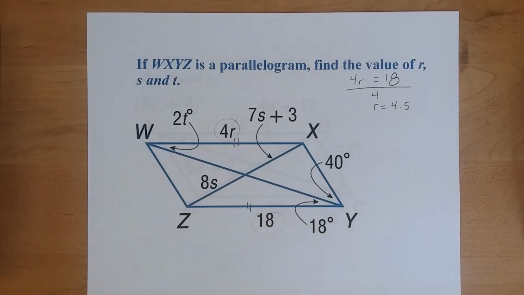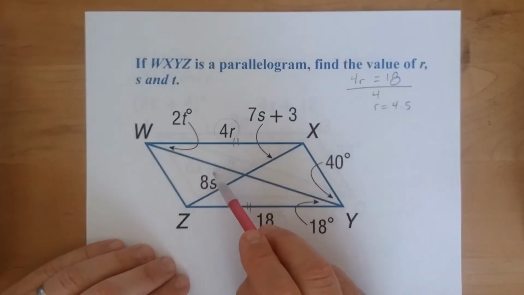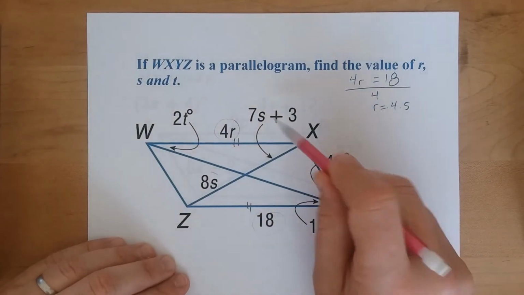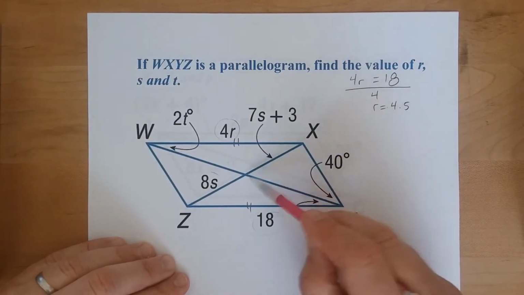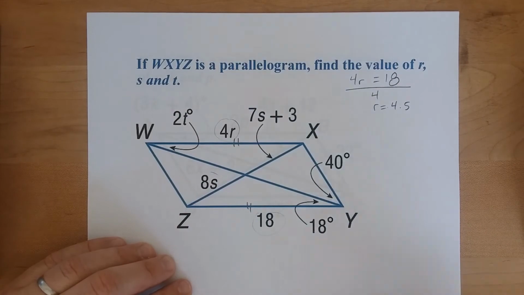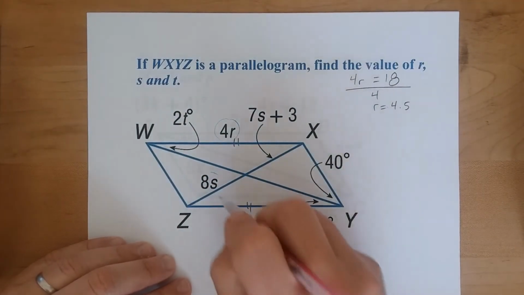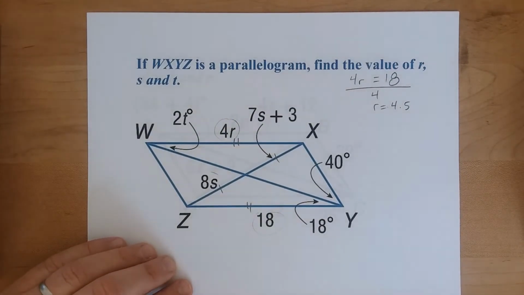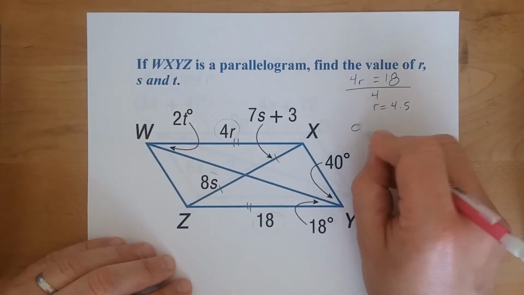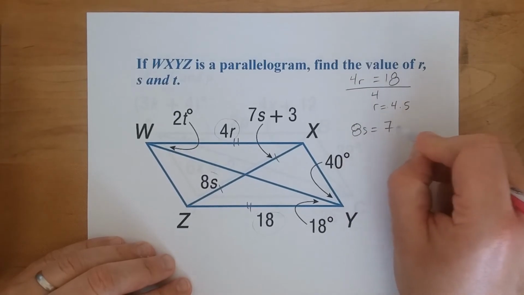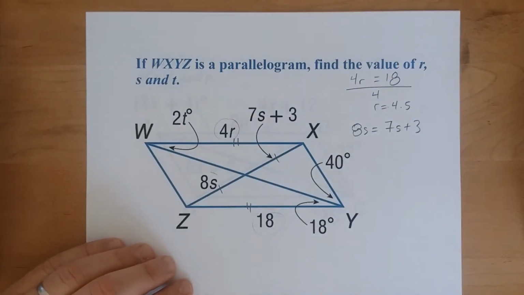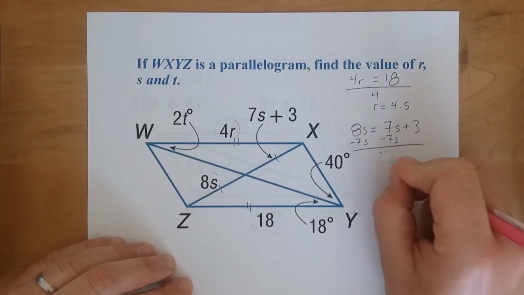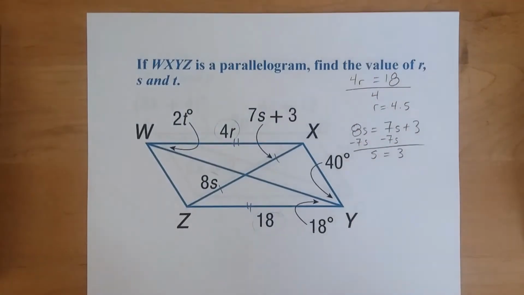Now, let's take a look at S. We've got this expression here representing this segment, and this expression representing this segment. We know if this is a parallelogram, these diagonals bisect each other, and these two segments must be congruent. So that gives me another equation. 8S must equal 7S plus 3. And I could subtract 7S from both sides, and I'm left with S equals 3. Good.